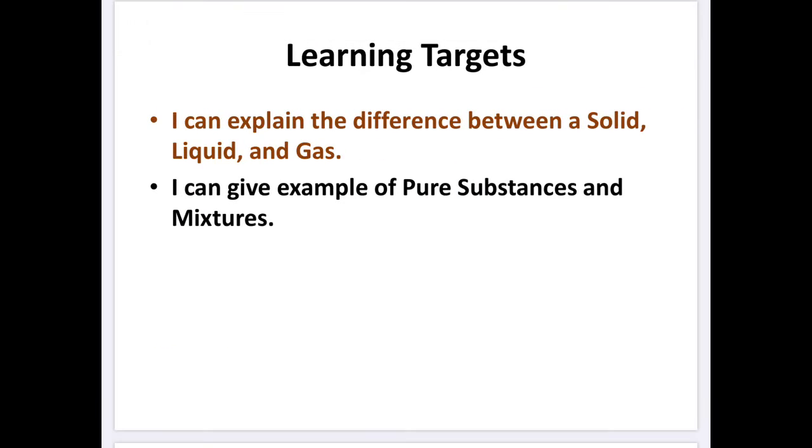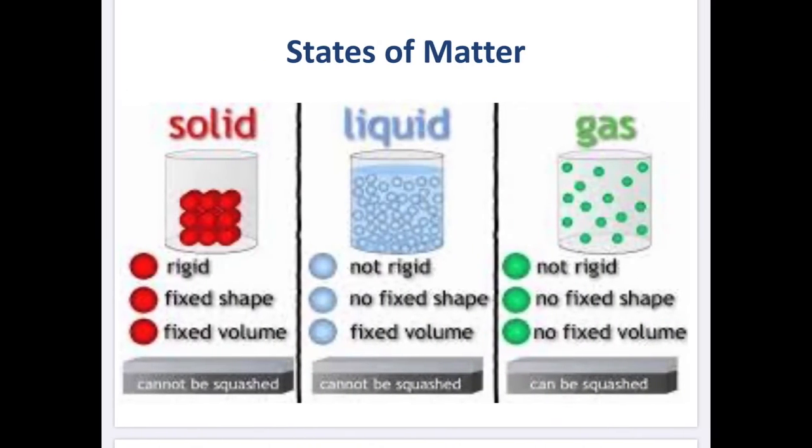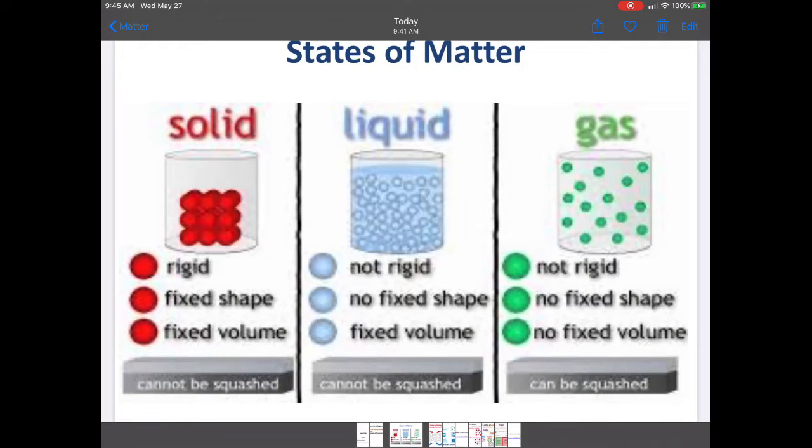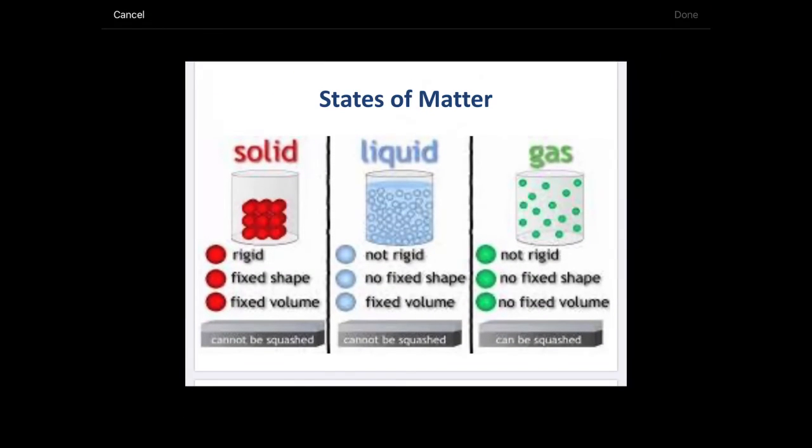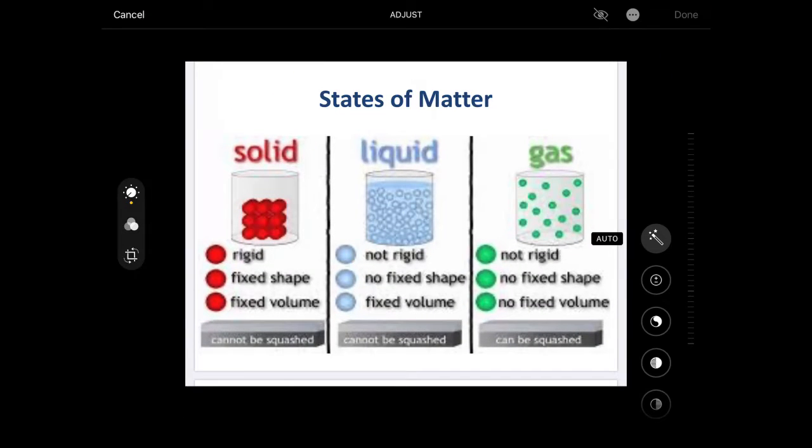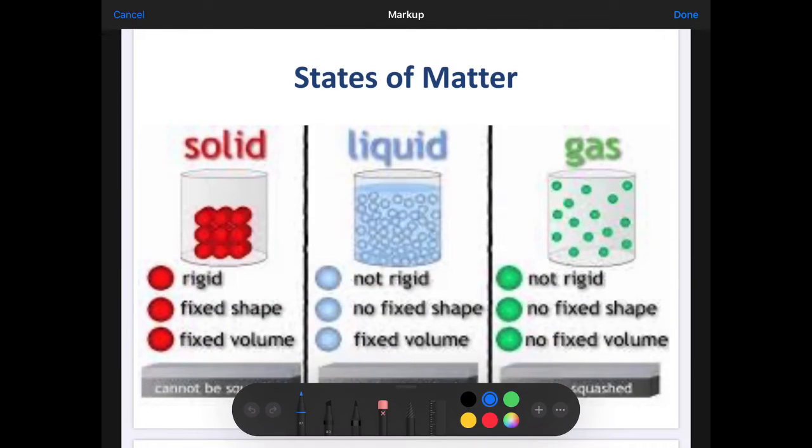So our learning targets today: I can explain the difference between a solid, liquid, and gas, and I can give an example of pure substances and mixtures. So we're first going to talk about our states of matter. Now, we have 3 states of matter that we commonly use. There is a 4th state of matter called plasma, but we're not going to focus on that today.